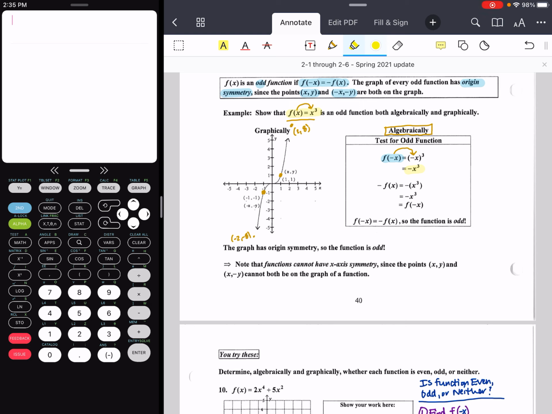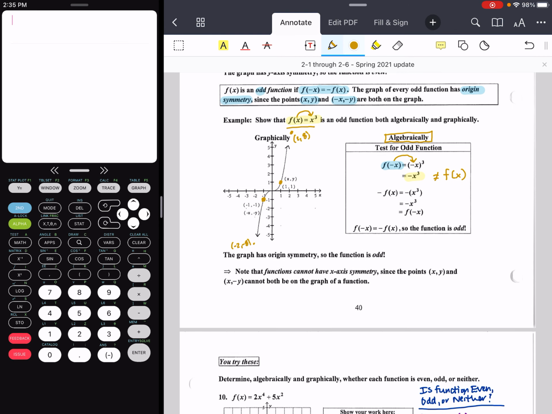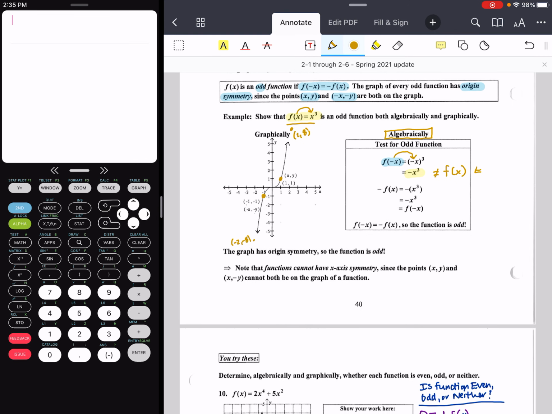So I don't have a match, right? f of negative x doesn't equal my original function. My original function was x cubed. I got negative x cubed, so I know my f of negative x doesn't equal f of x. If it had equaled f of x, I'd have an even function, right? So I can tell from this already, I don't have an even function. Okay? So no even function. But I still could possibly have an odd function.